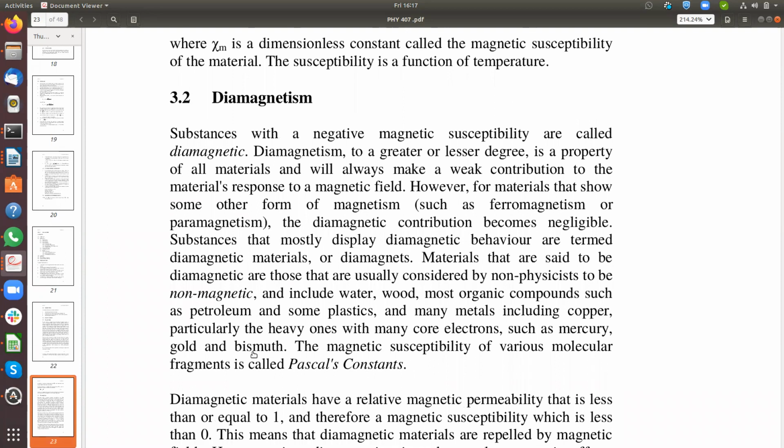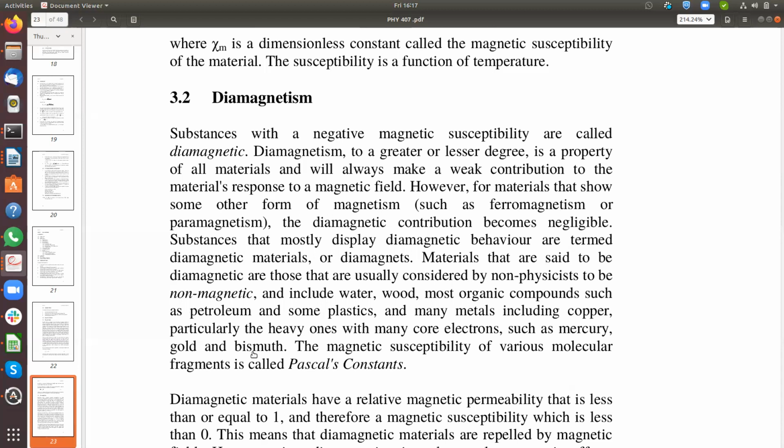Another concept is what we call diamagnetism. Substances with a negative magnetic susceptibility are called diamagnetic. So what I'm trying to say is that if you use equation 2.2 to derive susceptibility and your result turns out to be negative, what comes to mind is that the material you used to compute that susceptibility is a diamagnet, because it has a negative susceptibility. Diamagnetism, to a greater or lesser degree, is a property of all materials and will always make a weak contribution to the material's response to a magnetic field. However, for materials that show some other form of magnetism, such as ferromagnetism and paramagnetism, the diamagnetic contribution becomes negligible.